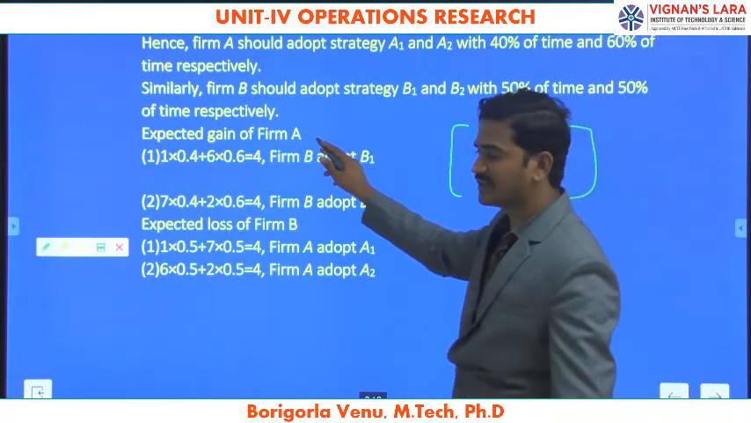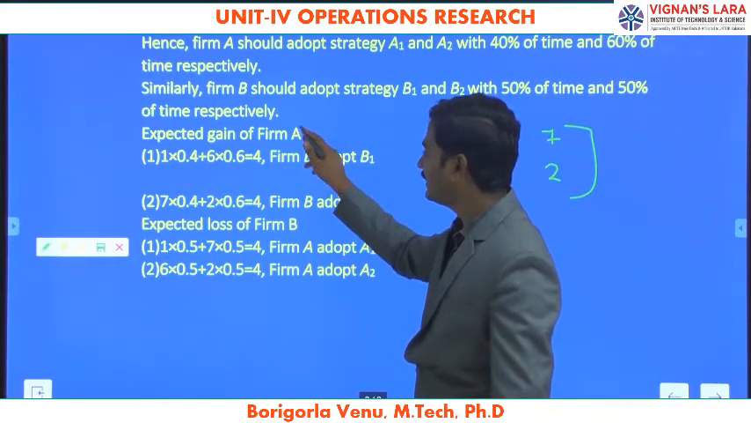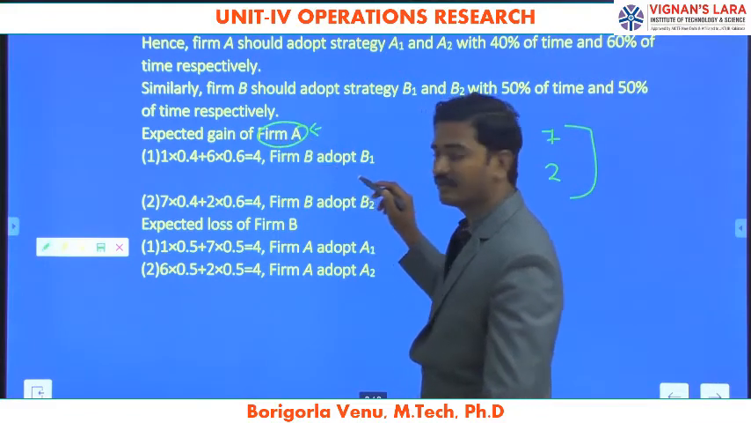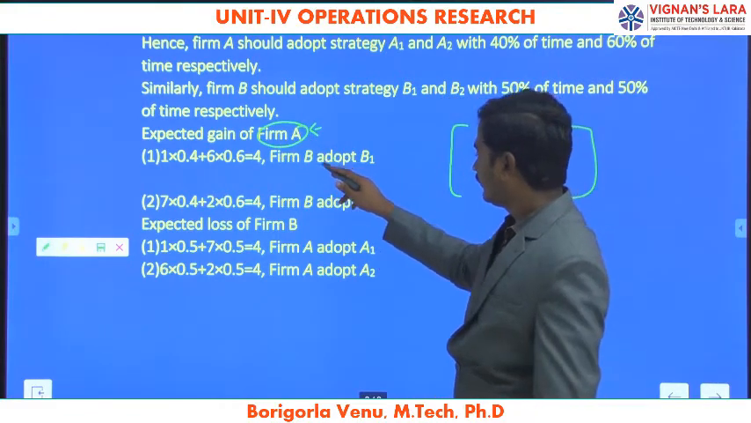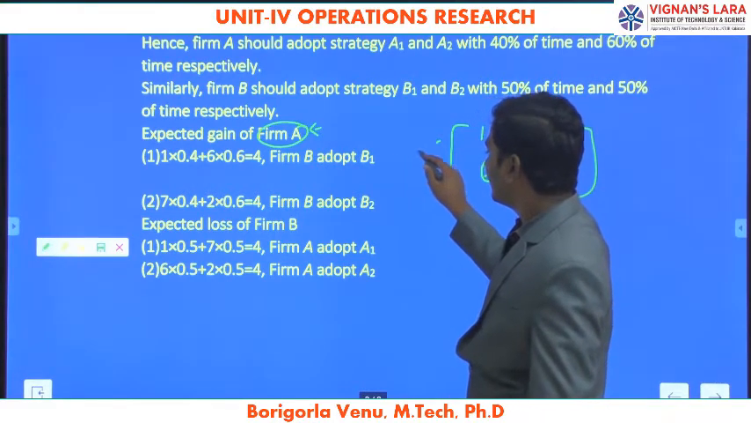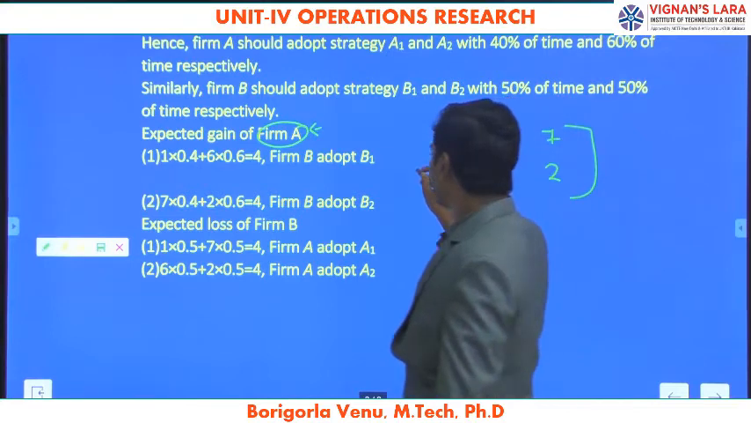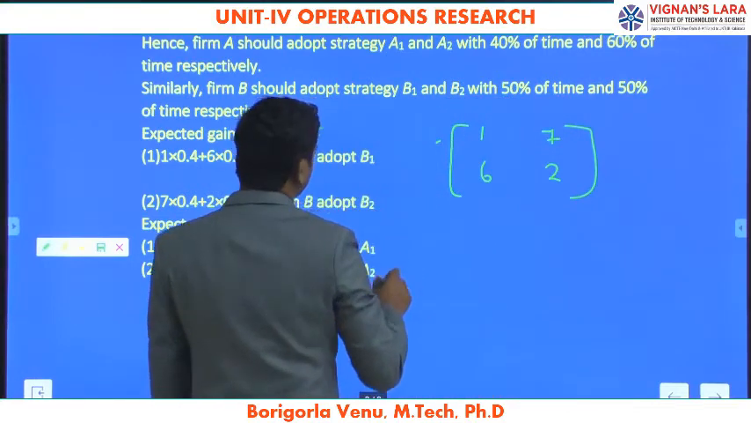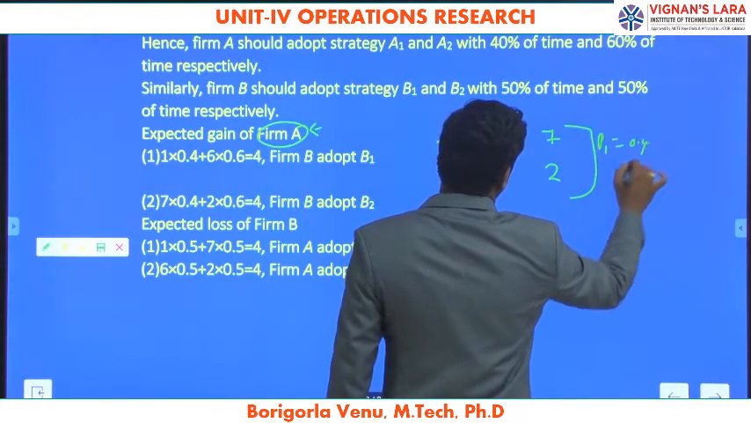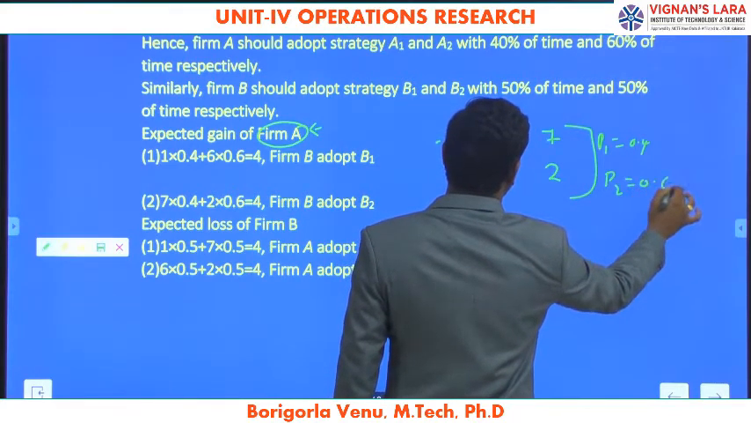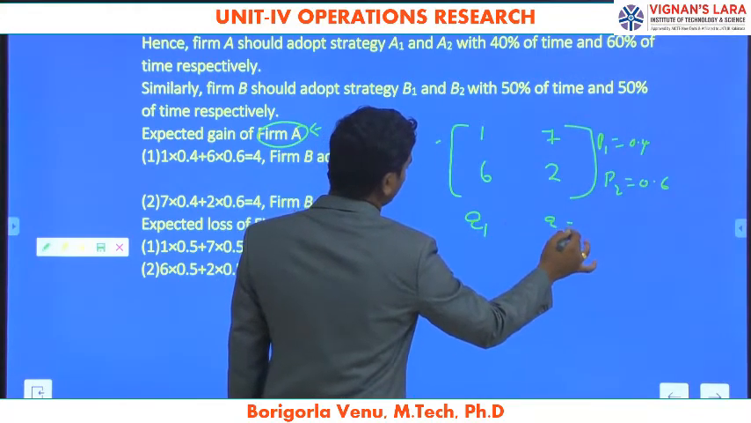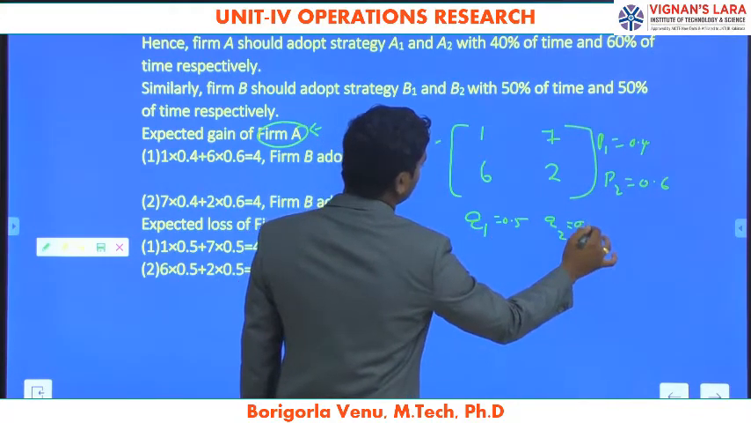Here first we come to the expected gain of form A, or player A. I will take player A into form. For player A we are going to adapt to B1. It means from player A we have P1 is 0.4 and P2 is 0.6. From this we are going to calculate the expected gains. Here Q1 is 0.5 and Q2 is 0.5.